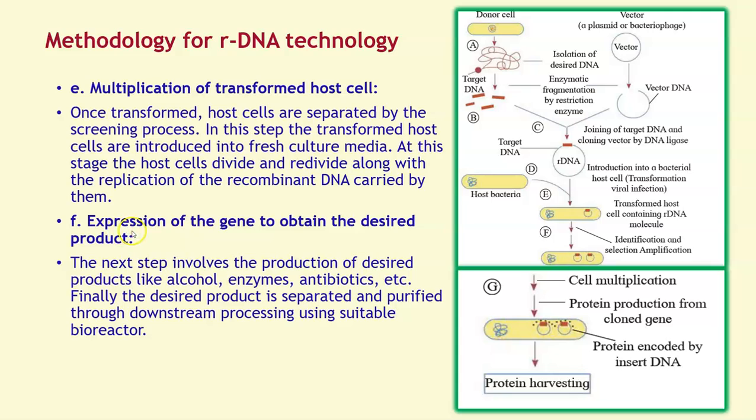And then the final step is the expression of the gene to obtain the desirable product. The next step involves the production of desired products like alcohol, enzymes, antibiotics, etc. Finally, the desired product is separated and purified through downstream processing using suitable bioreactors. So the end step is the protein harvesting. The required or desirable products are produced and they are separated by different purification techniques.